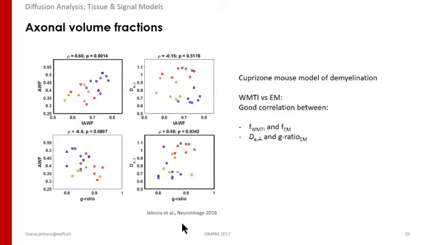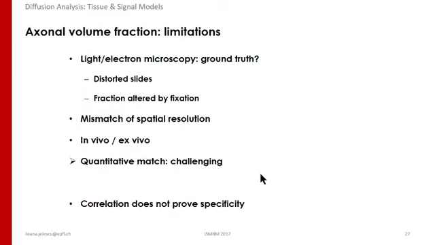And this is work by myself and colleagues with a cuprizone mouse model of demyelination, where we've shown that external water fraction estimated from WMTI actually matches very well with the external water fraction from electron microscopy. And also the extracellular radial diffusivity here correlates very well with the G ratio estimated from electron microscopy. And both of these are actually something that you would expect analytically in terms of parameter specificity.